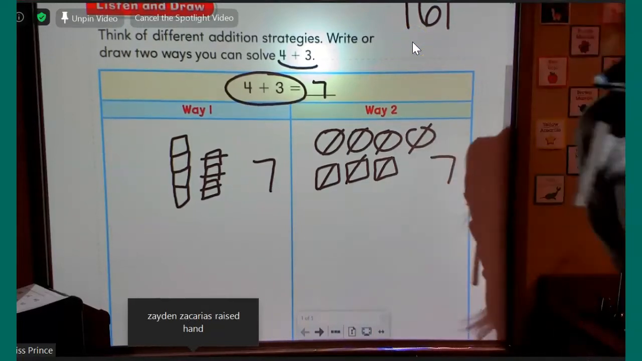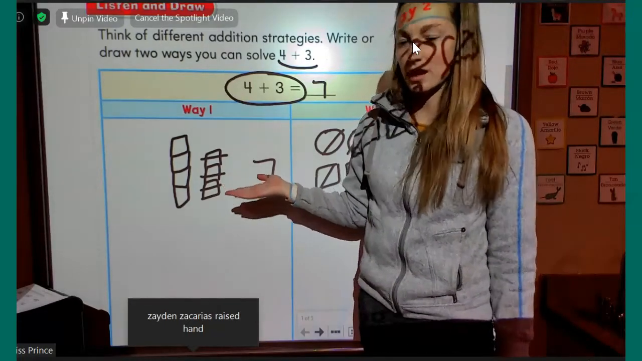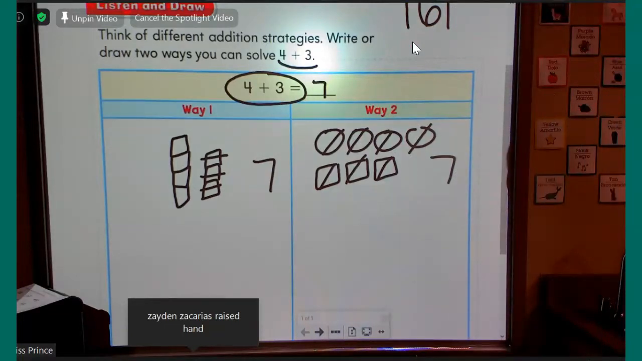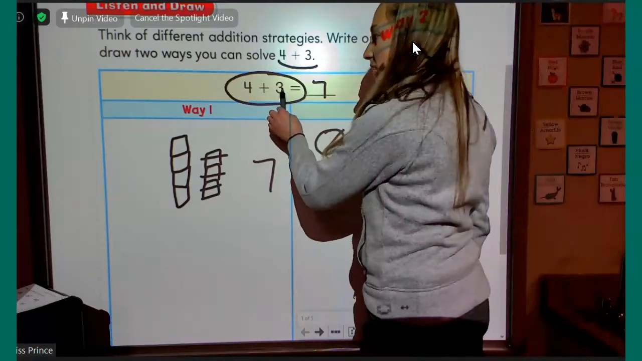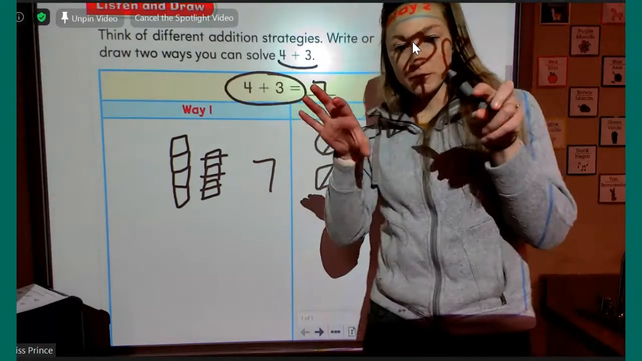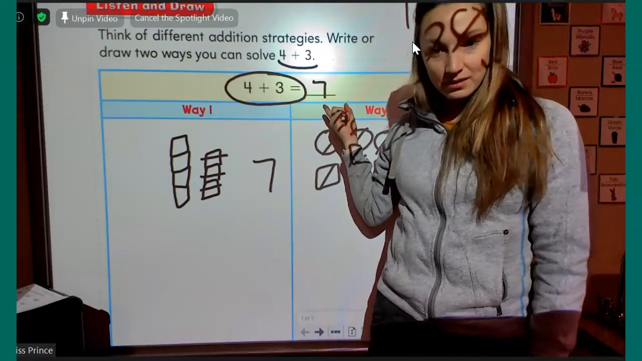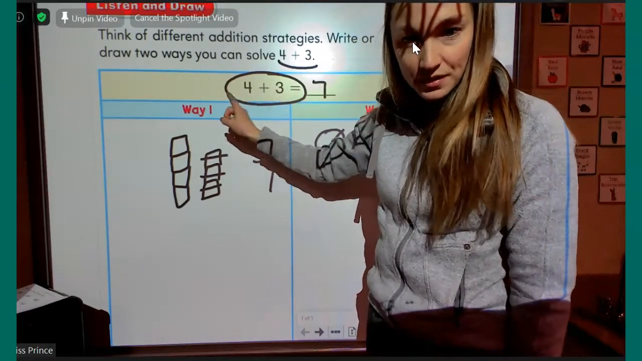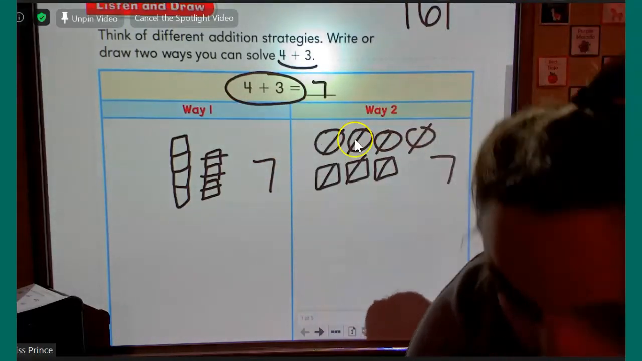Sophia, do you have an idea? How come our answer didn't change? How come this time it didn't equal 8 and this one equals 7? Because they are the same. We're using the same numbers, right? We didn't change the equation. Even if we were to change the order and say 3 plus 4, would we still get 7? Yeah. So we're still using the same add-ins. Remember, these are called add-ins when you see that on your test. Good job, Sophia.